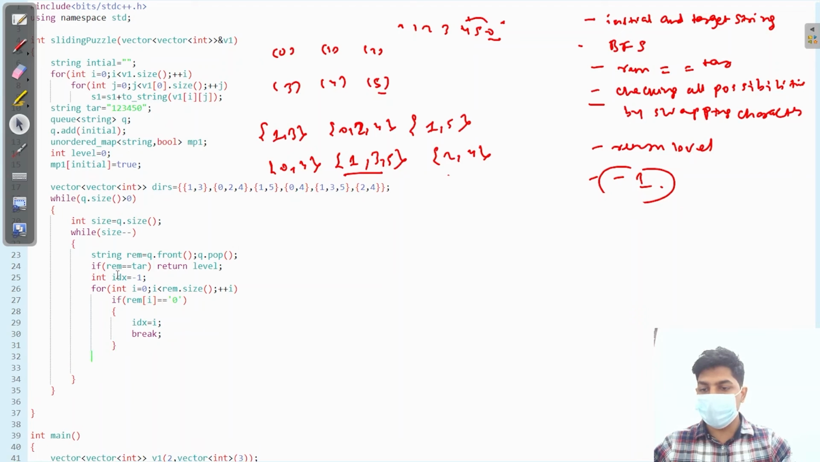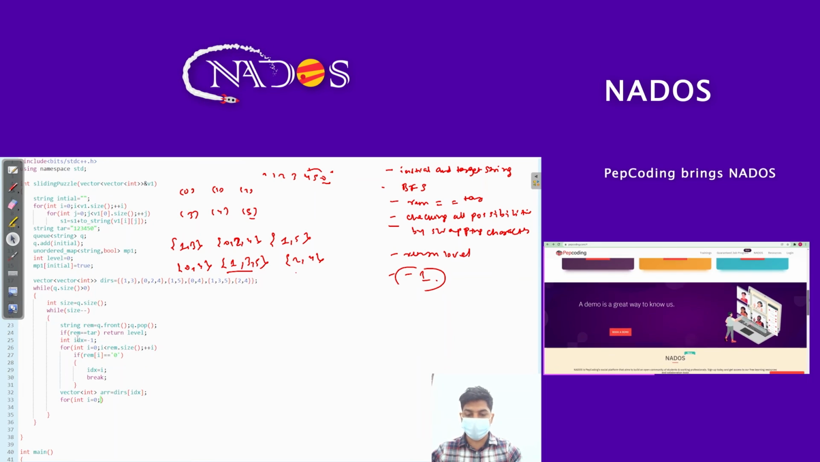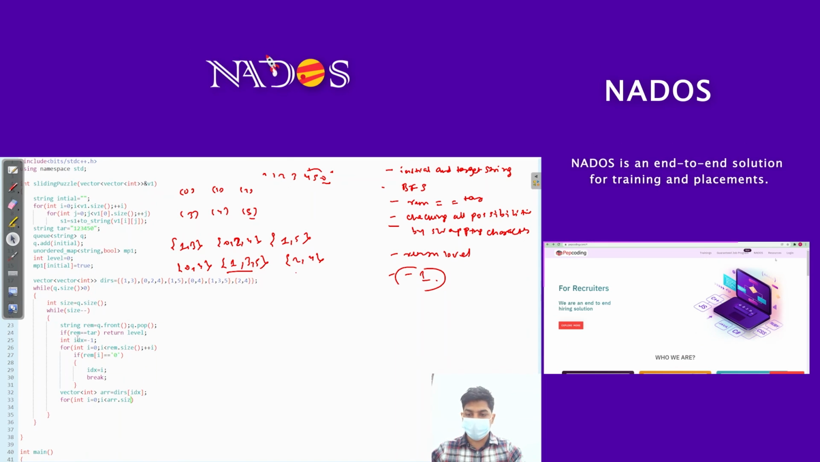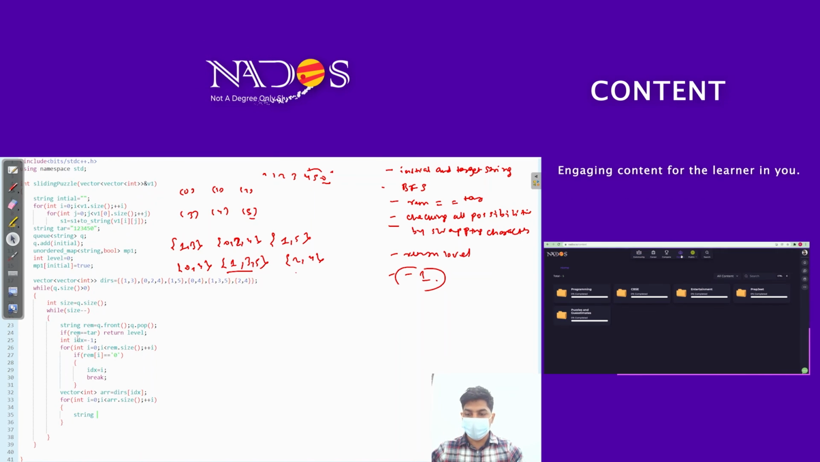Now we will need an array. So let's make a vector of integer array equals directions of index. Now we will traverse this array, for integer I equals 0, I is less than array dot size, plus plus I. Let's make a new string, new string equal to removed string.